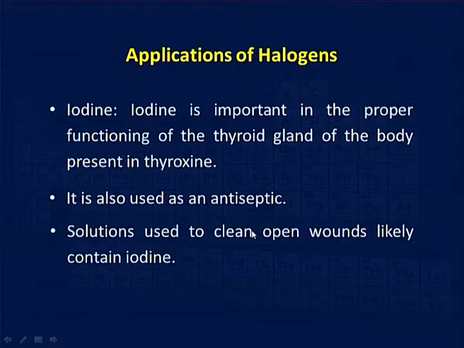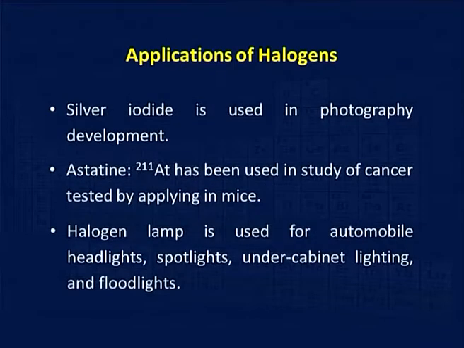Iodine is an important element for the proper functioning of the thyroid gland of the body, present in thyroxine. It is also used as an antiseptic. The solutions used to clean open wounds likely contain iodine. Silver iodide is used in photographic development. The last element in this 17th group is astatine. The astatine-211 radioisotope has been used in the study of cancer, tested by applying in mice. The halogen lamp is used for automobile headlights, spotlights, under cabinet lighting and floodlights.